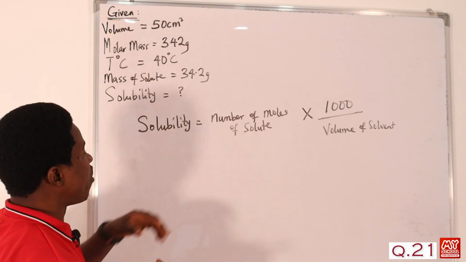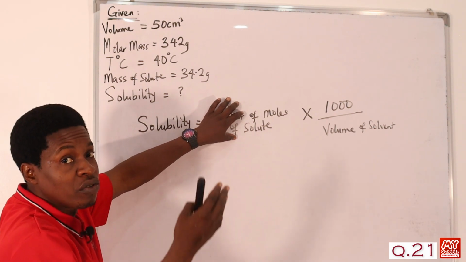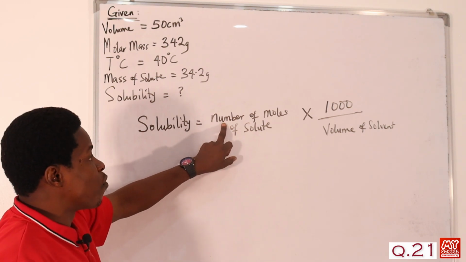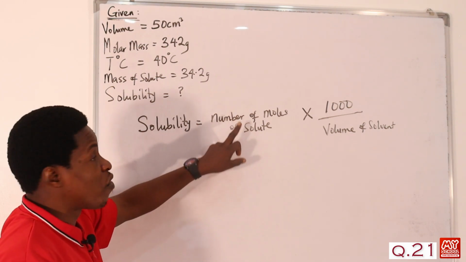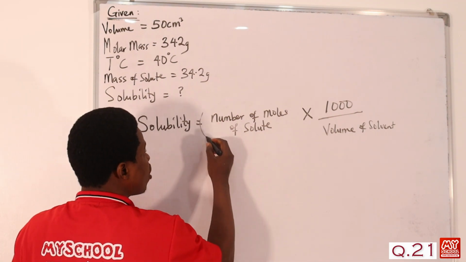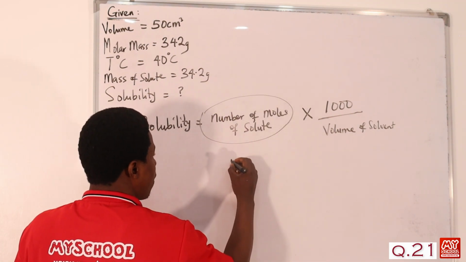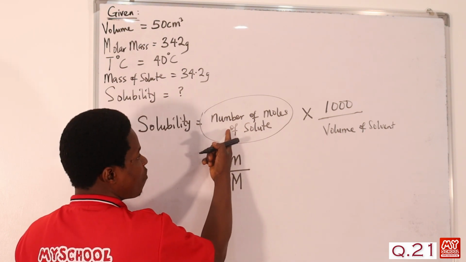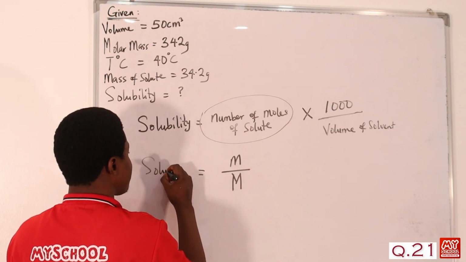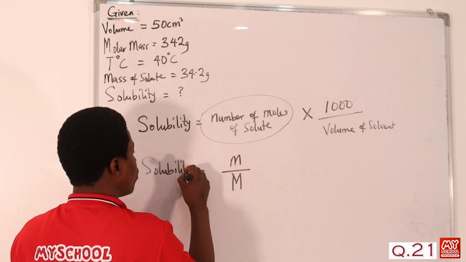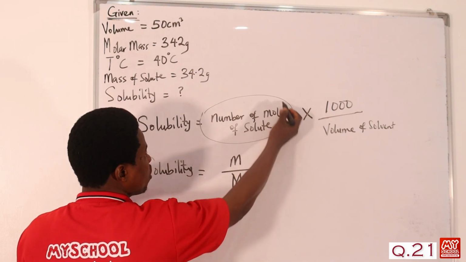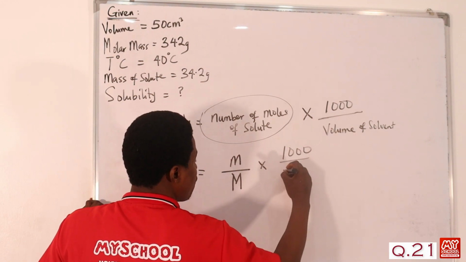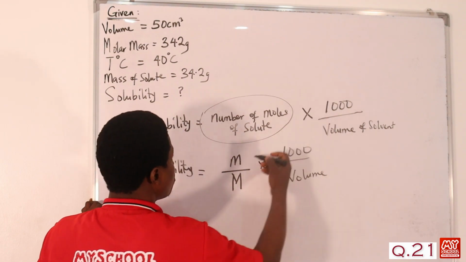But in cases where we are not given the number of moles, maybe 0.5 moles of sugar, what we were given was mass and molar mass. You remember that number of moles is also equal to mass over molar mass. So in place of the number of moles, we can replace with mass over molar mass. So solubility is equal to mass over molar mass, times 1000 divided by volume. Any one of these would serve.